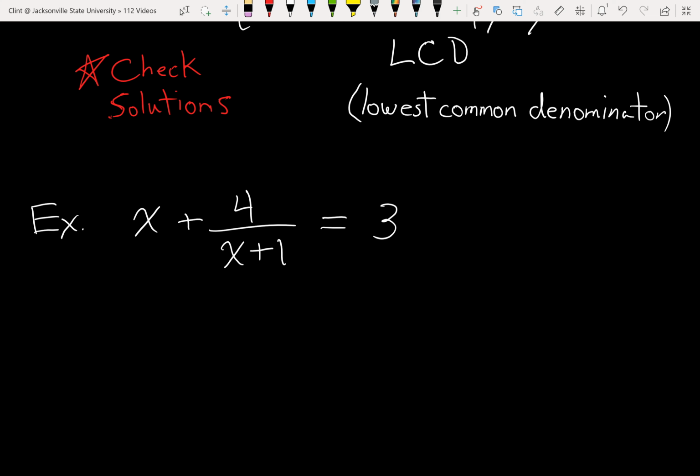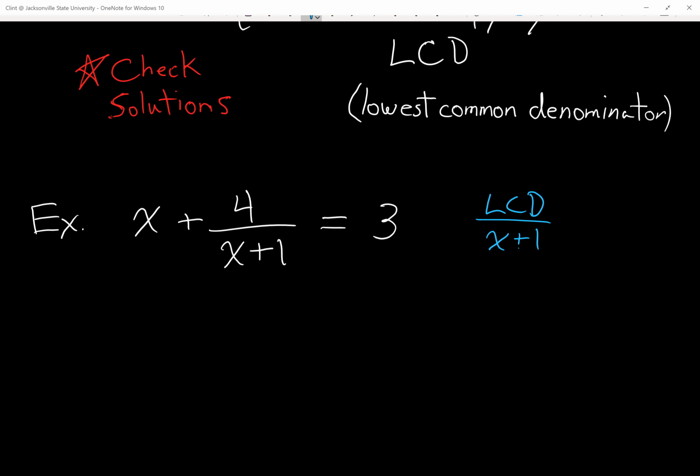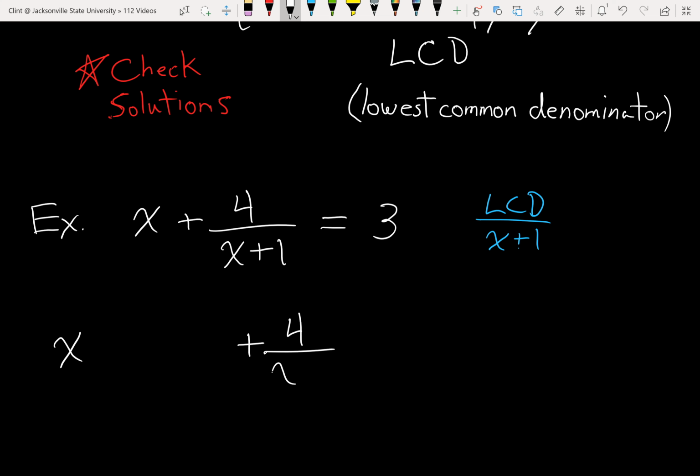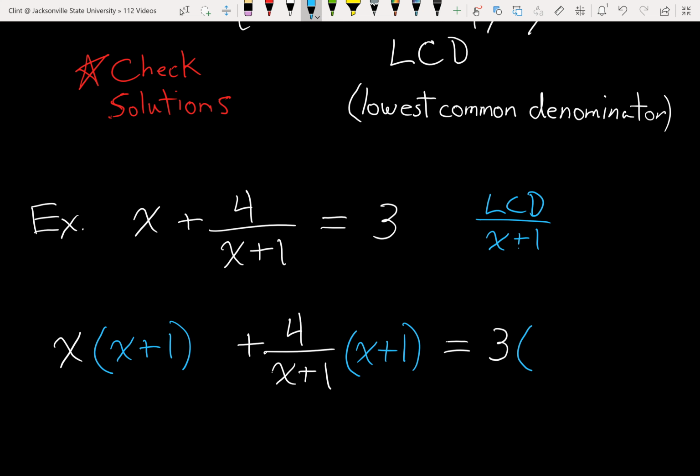Okay, so here, we're going to multiply everything, every term, by x plus 1. So I'm going to make a note over here. Let's do it in a different color. So our LCD here is x plus 1. Okay, so we're going to multiply every term by x plus 1. So I'm going to multiply x by it. I'm going to leave some room. Then we're going to multiply 4 over x plus 1 by it. Leave some room. And then we're going to multiply the 3. We're going to multiply all those by x plus 1. So here's this times x plus 1. This is times x plus 1. And this is times x plus 1.